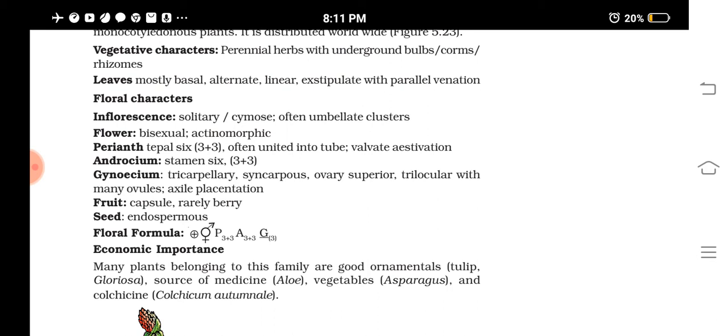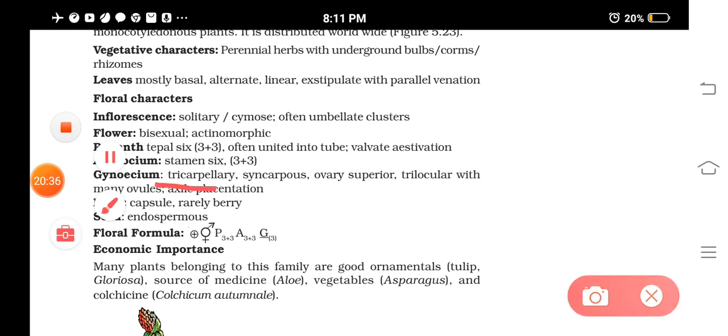Then gynoecium: this is a very characteristic feature of most monocot plants, that is tricarpellary ovary. Means 3 carpels you can see in the ovary. Tricarpellary and syncarpous means they are united, not separate. They are united to form a single structure. Ovary superior means you can see the other whorls are arising from a lower level. Trilocular, 3 chambers will be there. If you cut the ovary, you can see 3 chambers in them.